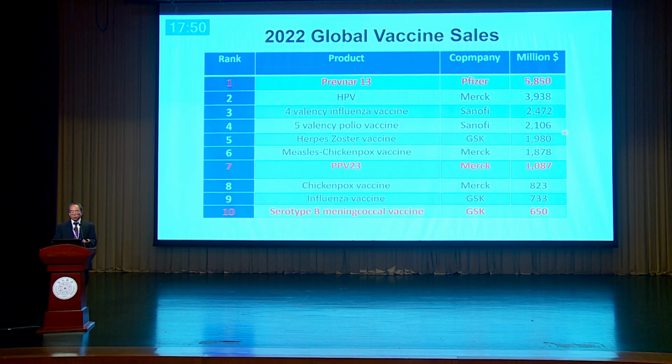Okay, and in terms of business, the conjugated vaccine PCV13 produced by Pfizer sells the best of all drugs, not just vaccines, all drugs. This was the bestselling drug in the world in 2022. I'm not sure what happened in the last 2 years, but this is a very good business model.